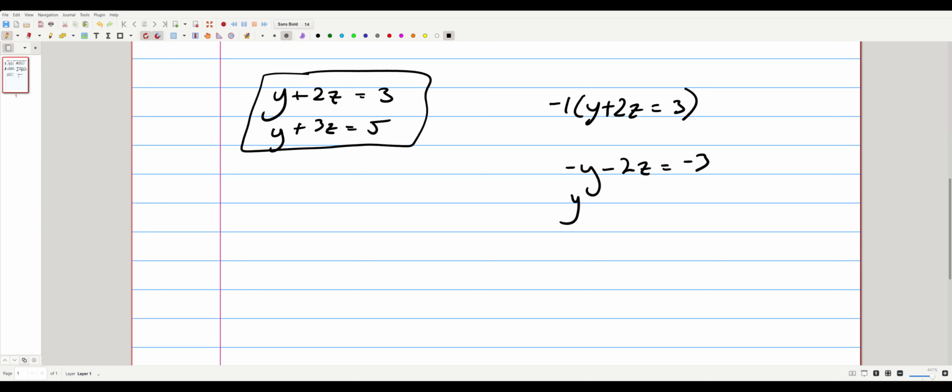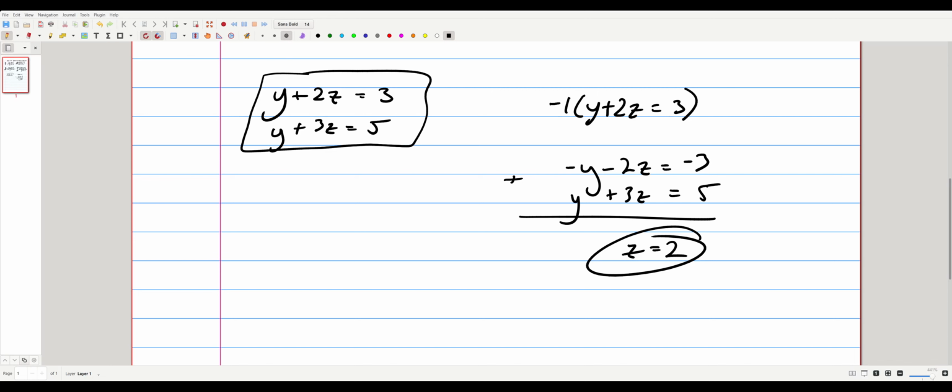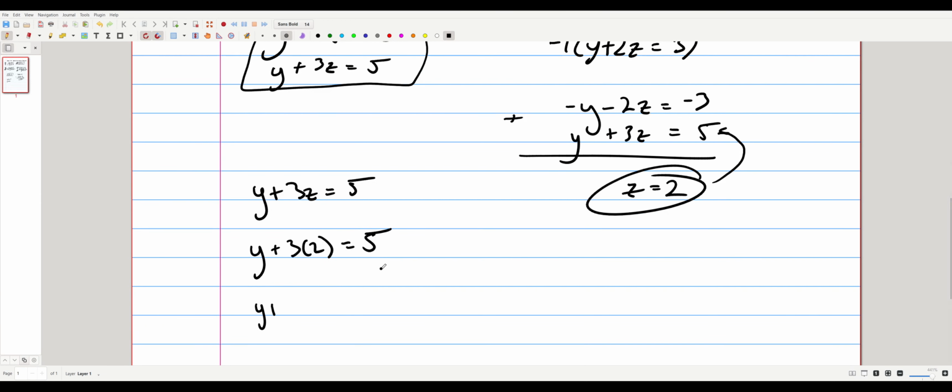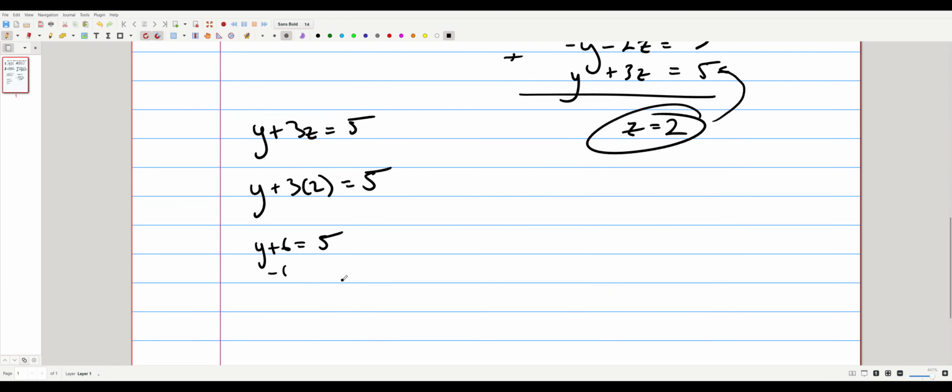And add it to my second equation of just y's and z's. And what does this give me? Well, the y's cancel out. Cool. Negative 2z plus 3z is z. And negative 3 plus 5 is 2. So z is equal to 2. That's great. Now to figure out y, what do we do? Well, we just plug it into our equation of two variables. So y plus 3z is equal to 5, but we know z is 2. So we can replace the z with 2, and that tells us y plus 6 is equal to 5. Subtract 6 from both sides, and that tells us y is equal to -1.